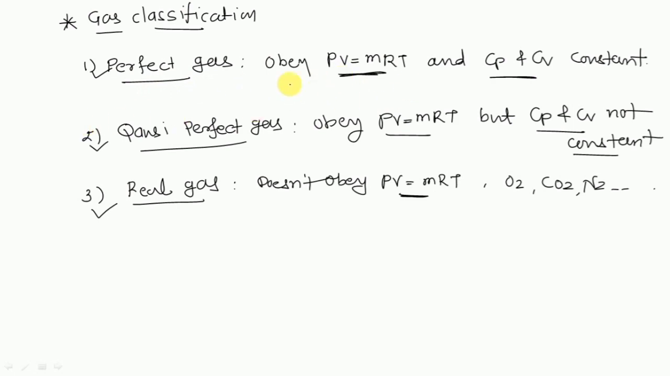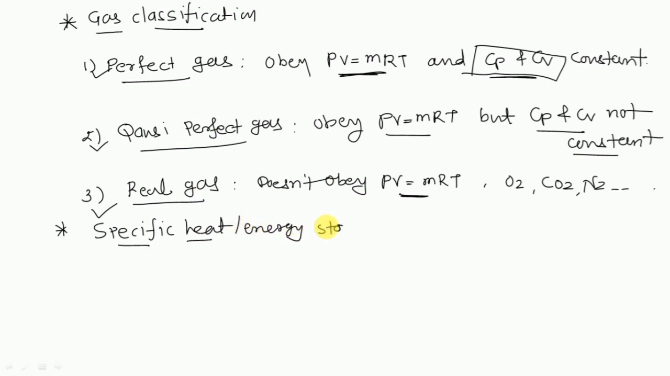So now here are two terminologies, Cp and Cv. Let's see about Cp and Cv. This is called specific heat. So what is specific heat? Specific heat is the energy storage capacity. It is also called thermal capacity. So what is the thermal capacity or energy storage capacity?